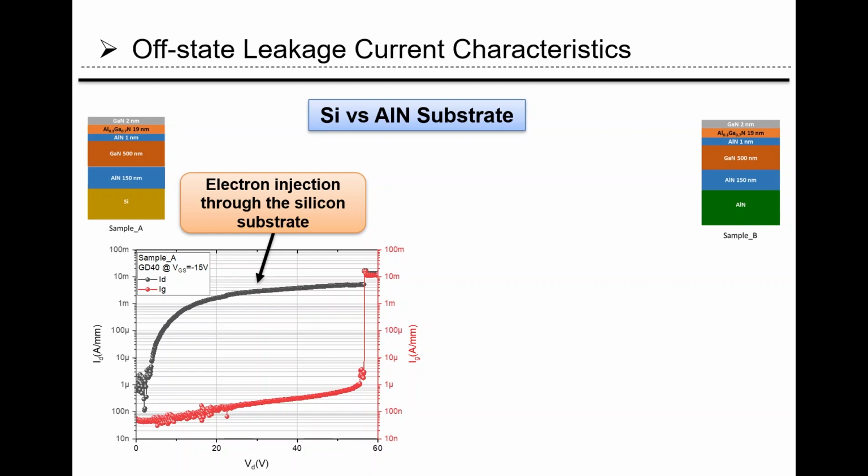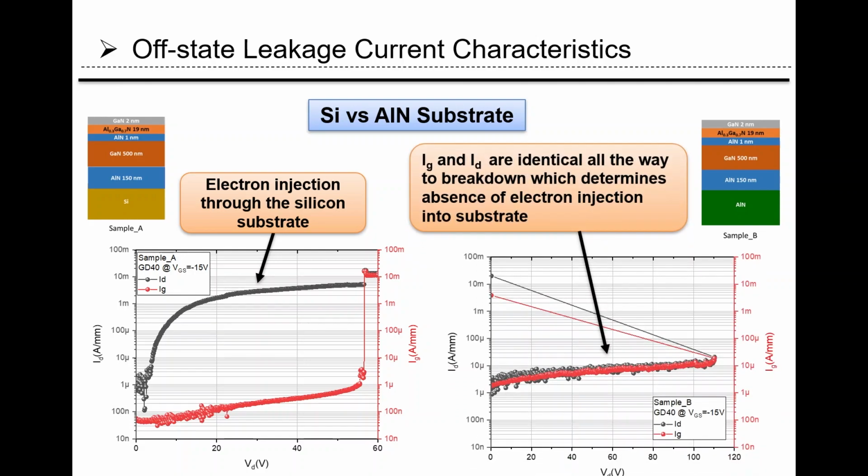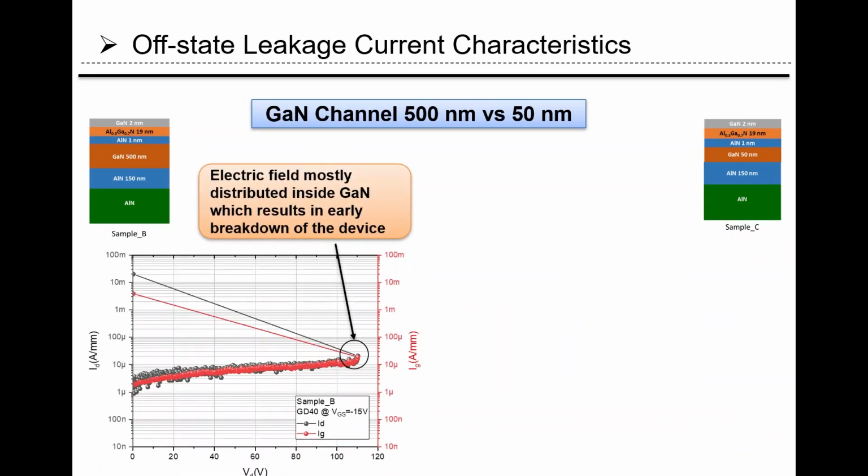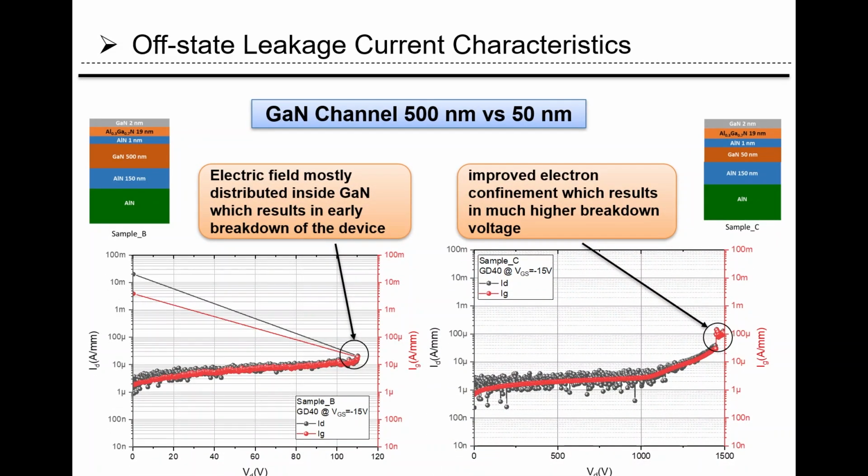You see the punch through, so the gate leakage is low, and you have punch through all through the silicon here. Okay? And if you do that on aluminum nitride, ID is equal to IG, no punch through, and the breakdown is not that high because you are still suffering or peaking in the gallium nitride. So if you make it thinner, that's the same guy, thick gallium nitride. And if you make it thinner, you drastically increase because you are confining the electron much better and depleting in the aluminum nitride more and more.